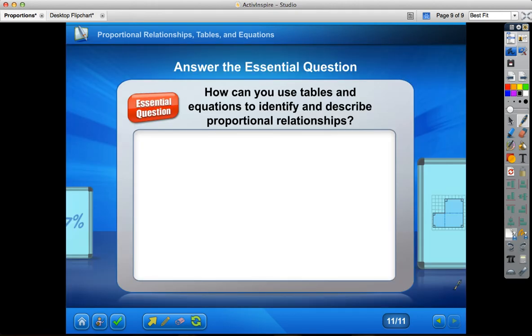Okay, so how could you use tables and equations to identify and describe proportional relationships? So remember, we talked about how to use tables. Okay, how do we use those to break down the proportions? And then how can we describe proportional relationships? So how can equations describe proportional relationships? What do they give us to help us find new ratios for our proportions?